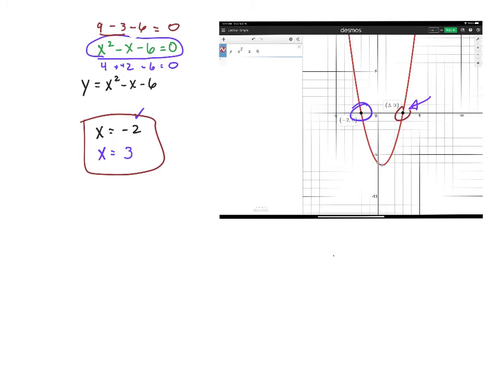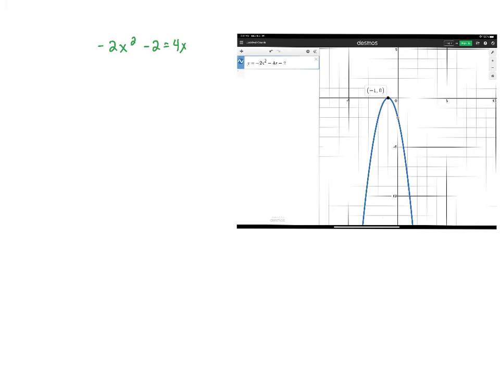So all you're looking for are these zeros or these roots, the x values that make the equation actually equal 0. Now, they aren't always quite that simple.